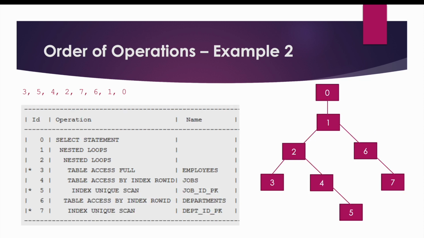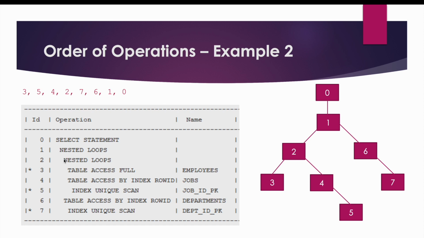Now let's take another example to understand the order of operation. First we'll determine it using the parent-child relationship tree. So 0 is the parent, and we have written it on the top. Now 1 is the child of 0. Operation number 0 doesn't have any other child apart from 1 because there is no other operation on the same level as 1. So we have written 1 below operation number 0. Now 1 is the parent and it has two children, that is operation number 2 and operation number 6, because they are on the same level. Since 2 is on the top and 6 is on the bottom, we have written 2 on the left hand side and 6 on the right hand side.